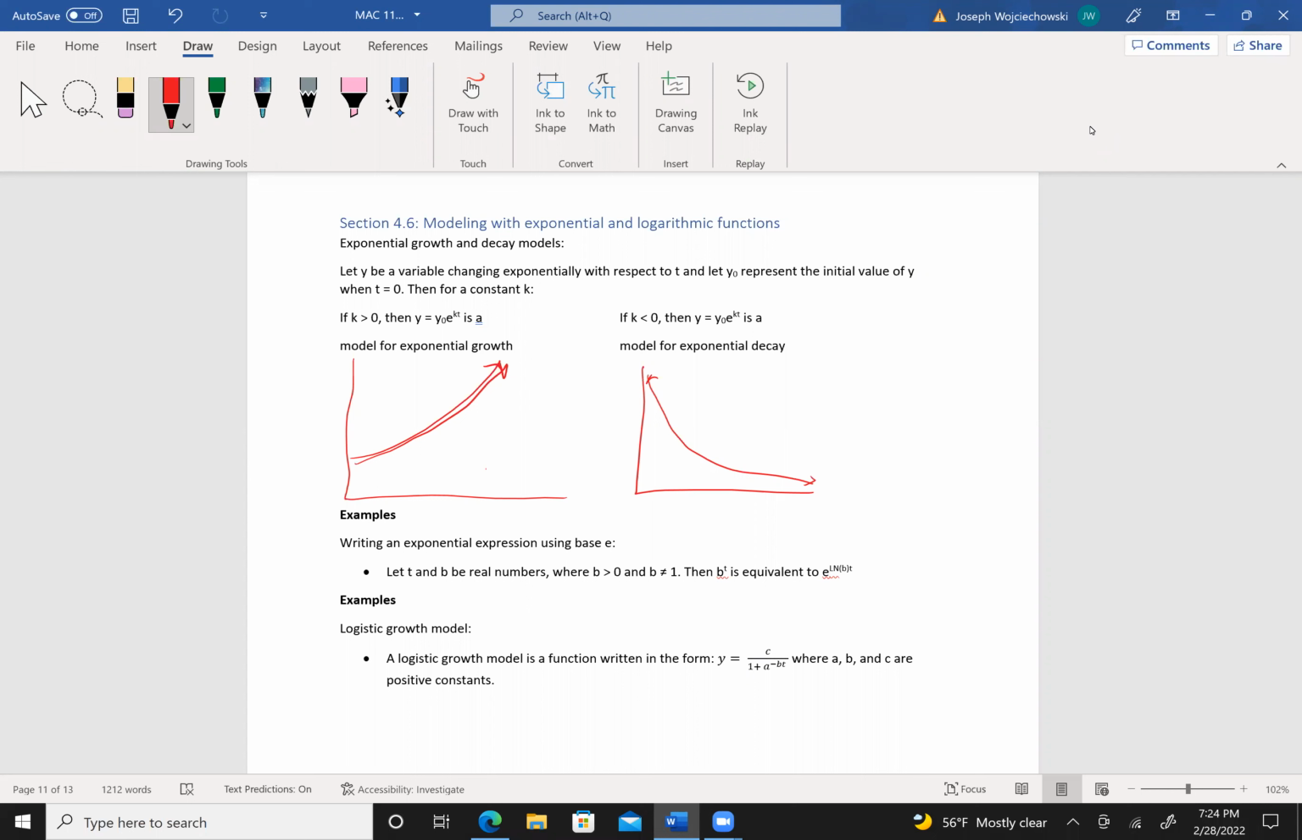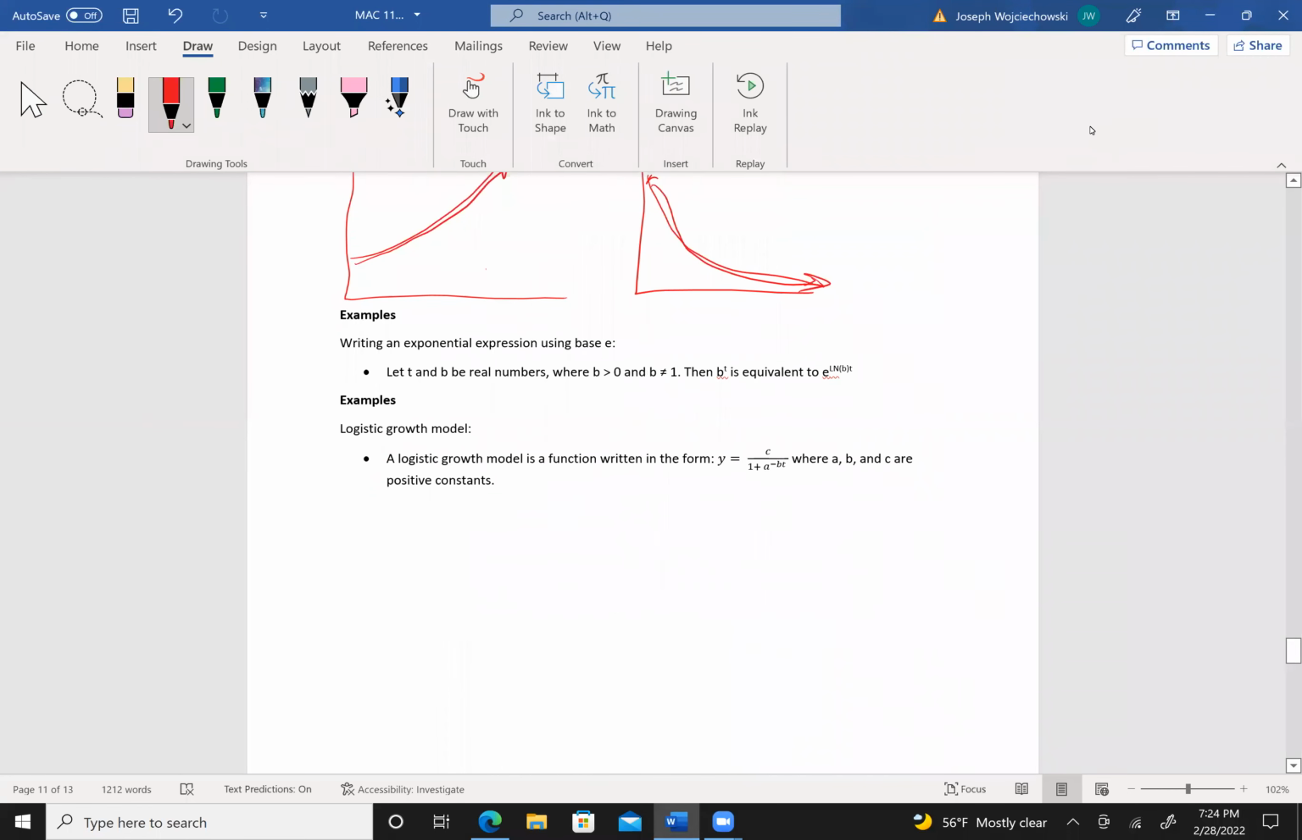If k is less than 0, then y equals y sub 0 e to the kt is a model for exponential decay. In other words, dropping down. So writing an exponential expression using base e, if we let t and b be real numbers where b is greater than 0, but b is not equal to 1, then b to the t is equivalent to e to the natural log of b, to the t.